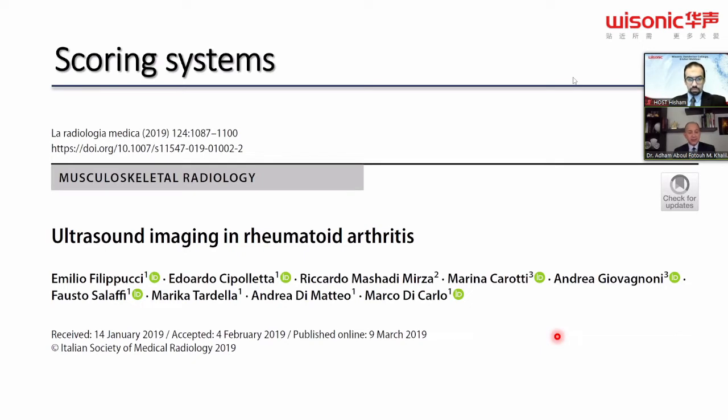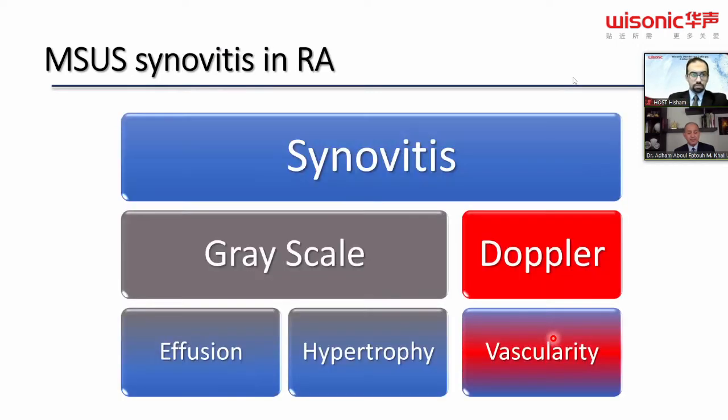Now for the scoring systems, we have this very nice paper by Emilio Filippucci and the group in Italy that showed that we can see synovitis whether by grayscale or by Doppler. By grayscale, we can see effusion and hypertrophy. By Doppler, we can see vascularity.